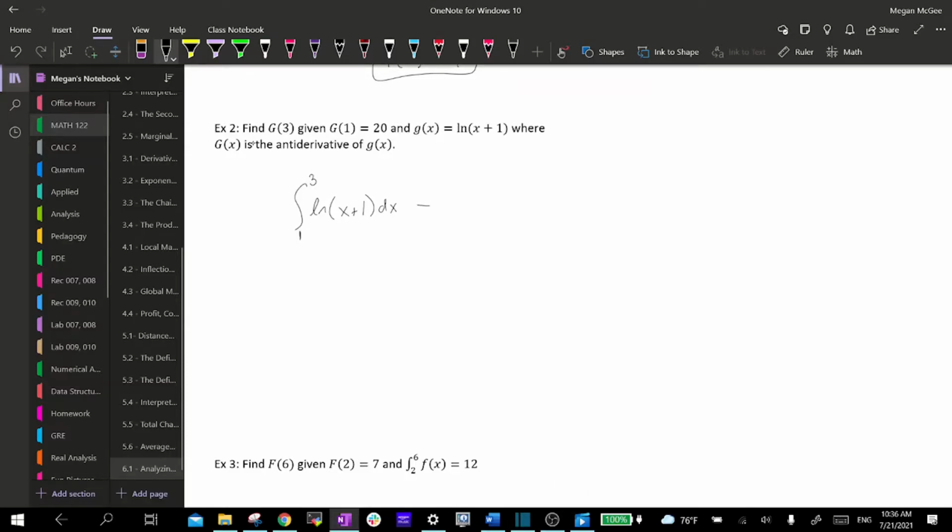Okay, so this is going to be, not f, we're using g, capital G of 3, the upper bound, minus capital G of 1, our lower bound. We can use our calculators again to find that our integral evaluates to be 2.16, which is equal to capital G of 3 minus capital G of 1, which was given as 20, so minus 20. Go ahead and add 20 to both sides, and we get G of 3 is 22.16.